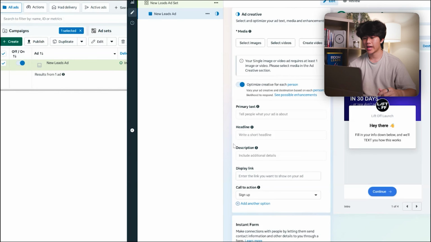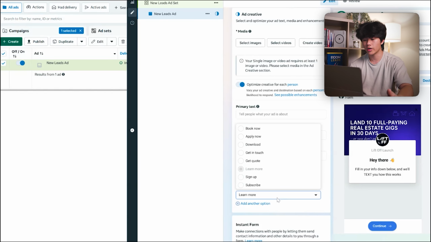So primary text, headline, description, you guys don't have to worry about that. I covered that earlier where we let ChatGPT just take care of that for us, right? Because creatives are the main thing that do the heavy lifting. You guys don't have to worry about display link. Don't put anything inside there. So for your call to action, make sure that you're putting learn more instead of any of the other options. Just make sure it is learn more.